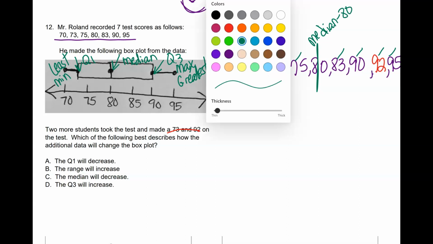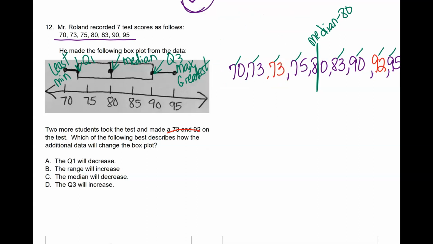All right, our Q1, that is going to be the middle number of the lower half. So we're going to cross these out. Okay, so the Q1 is going to be 73. Our Q3 is the middle number of the upper half. And so this is Q3. Right between 90 and 92 would be 91.